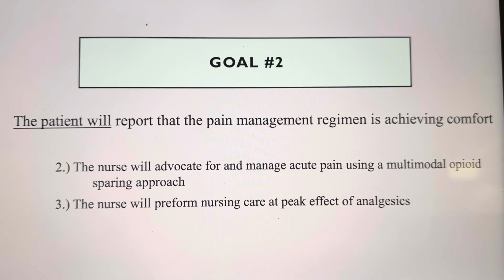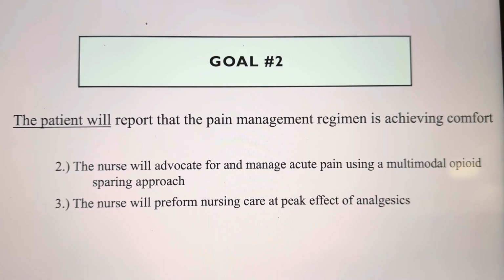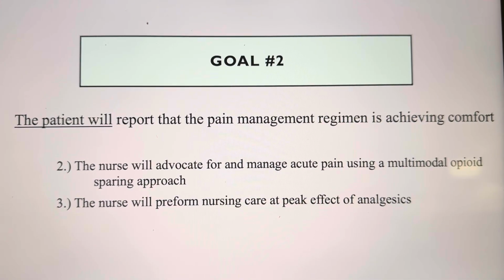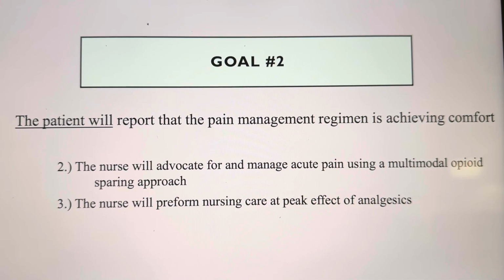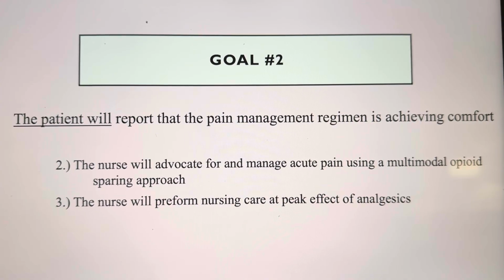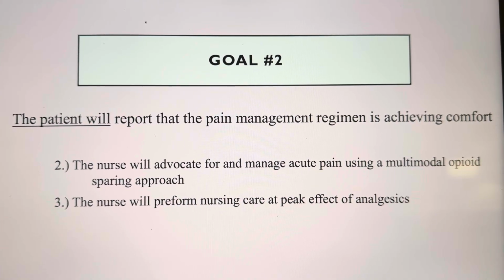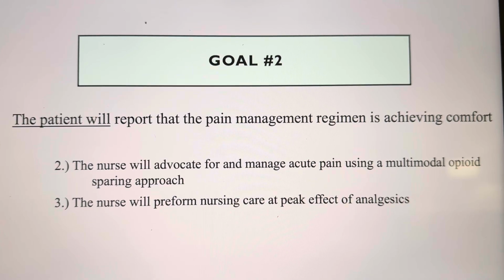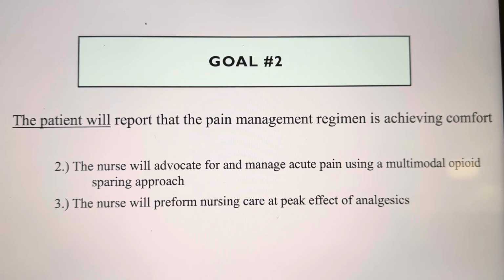Goal number 2 is that the patient will report that the pain management regimen is achieving comfort. And in order to do this, the nurse will advocate for and manage acute pain using a multimodal opioid-sparing approach, as well as perform nursing care at peak effects of pain medications.